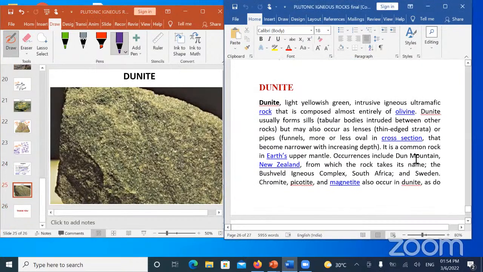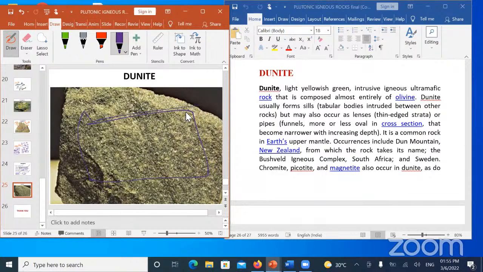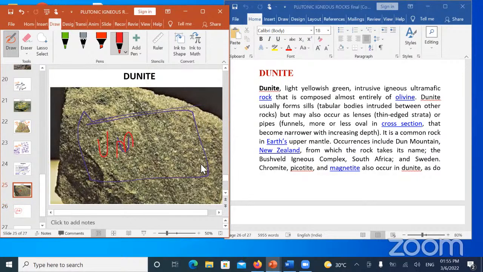And last one is dunite. Dunite is also light yellowish green color. You see here how it looks, light yellowish green or light green color. It is also an intrusive, ultramafic igneous rock. It is composed almost entirely of, what is that? What does this green color indicate? Olivine. Remember this, olivine. Composed of olivine, that's why the color shows green. So olivine is the green color.